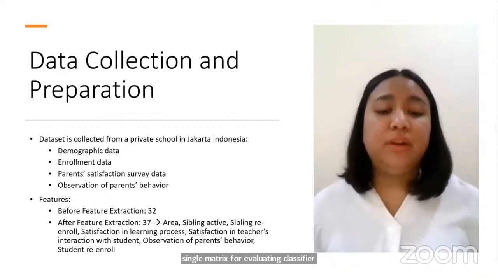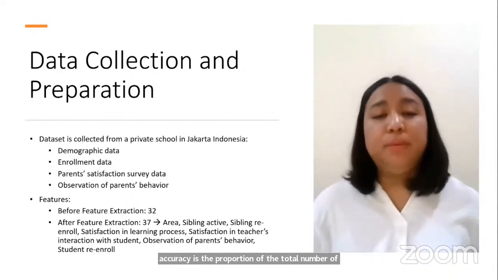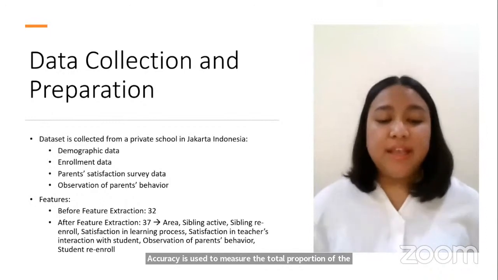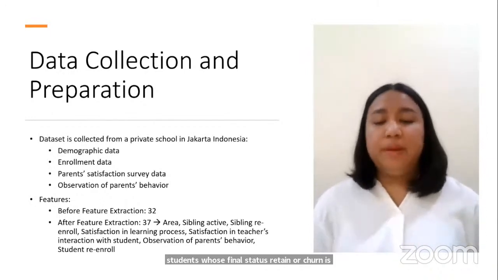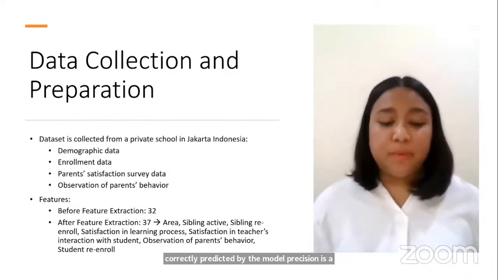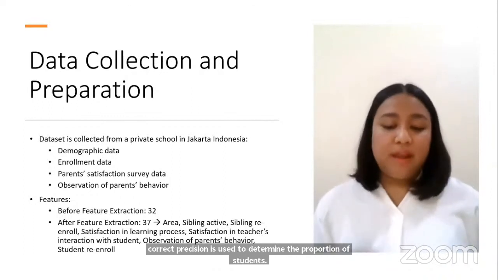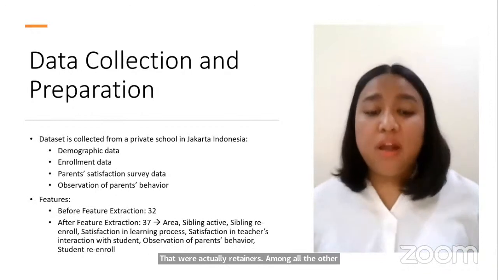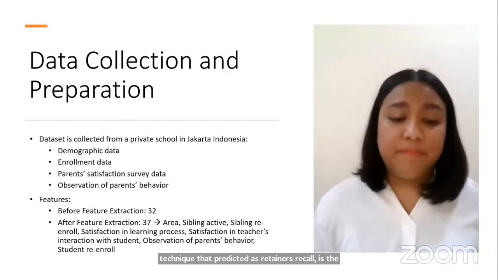Accuracy is the proportion of the total number of predictions that were correct. Accuracy is used to measure the total proportion of the students whose final status, retain or churn, is correctly predicted by the model. Precision is the proportion of the predicted positive cases that were correct. Precision is used to determine the proportion of students that were actually retainers among all those the model predicted as retainers. Recall is the proportion of positive cases that were correctly identified.